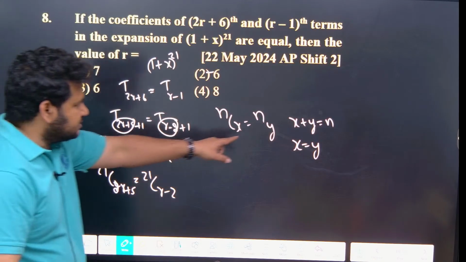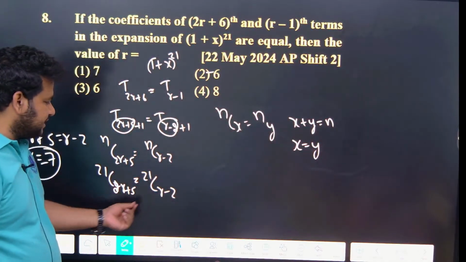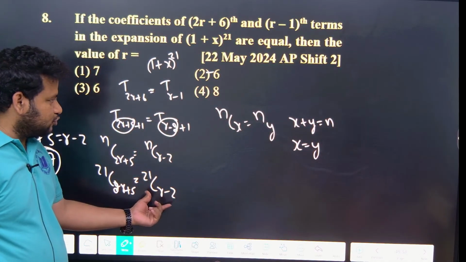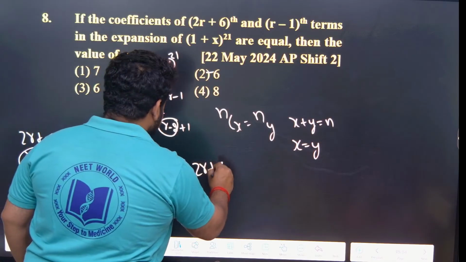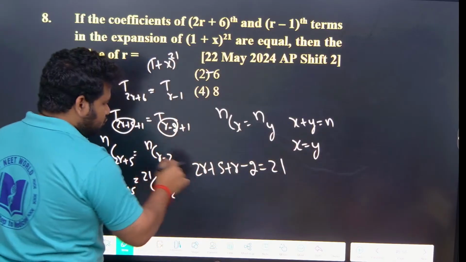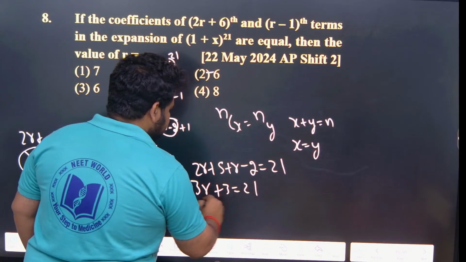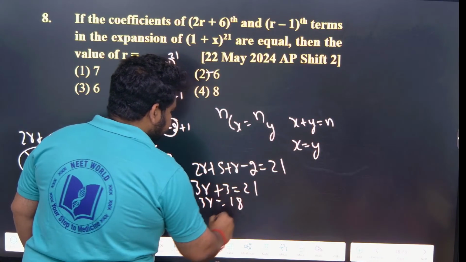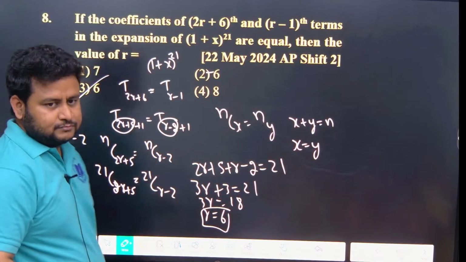So let us go to this condition. x plus y is equal to n. x is what here? 2r plus 5. y is what here? r minus 2. If you add it, it should come equal to 21. So 2r plus 5 plus r minus 2 should be equal to what? 21. So 3r plus 3 is equal to 21. So 3r is equal to 18. So r is equal to 6. So the value of r is 6, third option. Very simple.